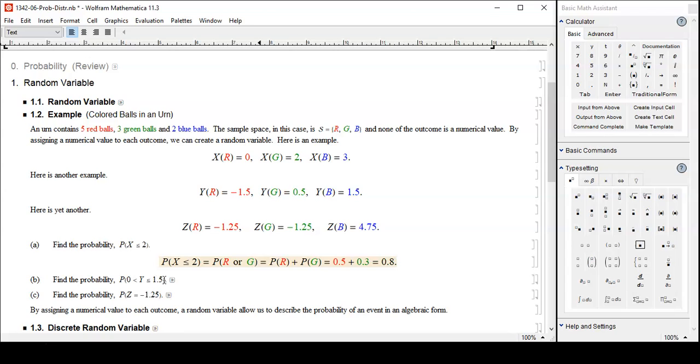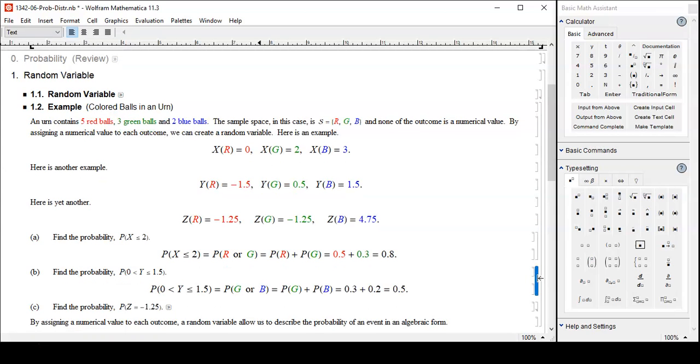Here's another example. For the second game, the probability for y giving you strictly greater than 0 and less than or equal to 1.5. Let's see, strictly greater than 0, negative 1.5, so that's out. 0.5, okay, that's okay. 1.5, how about that? Is it yes or no? It's less than or equal to, so yes, it qualifies. So green or blue, so green plus blue, so you end up with the probability of 0.5.